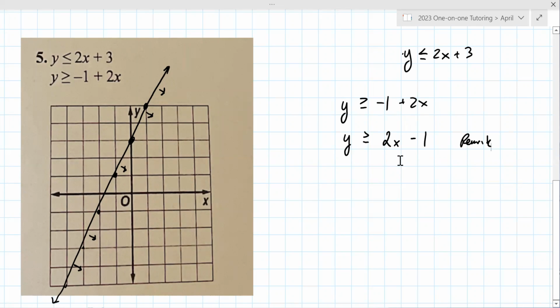So same thing for this one here. Go ahead and determine the slope and b value, graph it, solid or dashed, figure out which side you're shading. All right, got it.